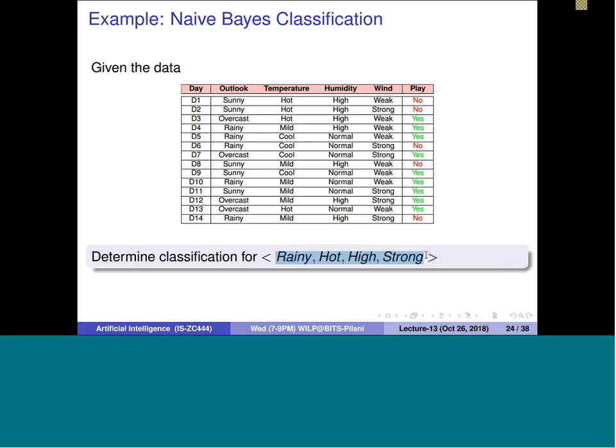Now the question is: given this data, you train a naive-Bayes classifier, and tell me what is the classification for this item. Everybody understands this question or not? Should I go ahead?